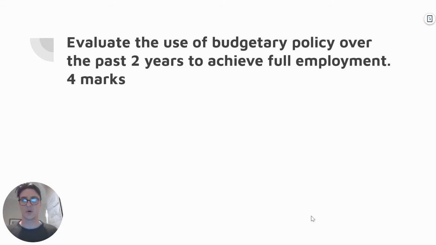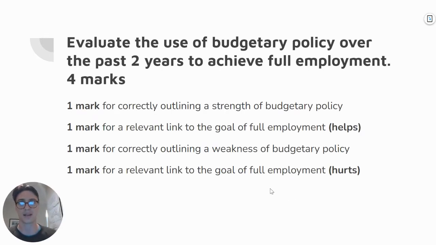In this question, it's 4 marks. It could easily be 6 marks. It often is 6 marks. We're going to do 4 in this question. Pause it, have a think about how you would get the 4 marks. Okay, so here's my marking guide.